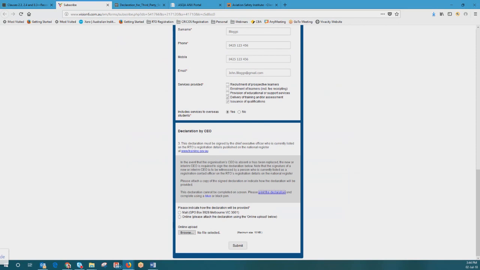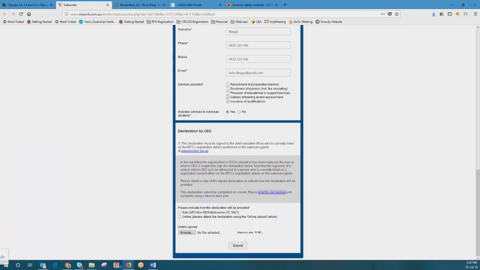So I've got a question. Hi, Angela. I need clarification on one point. Our trainer assessor is contracted by us, i.e., she is not an employee and she is not another RTO. We do have a written agreement with her. Do we still need to advise ASQA as per the form you are showing us now?